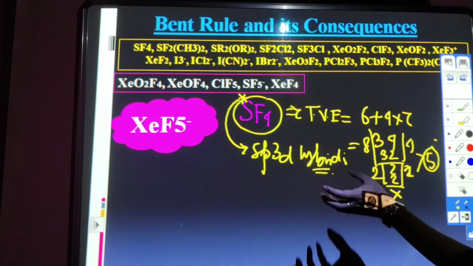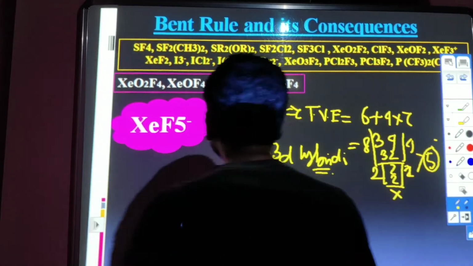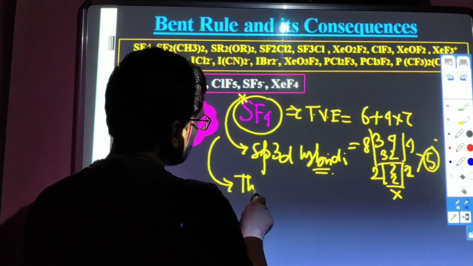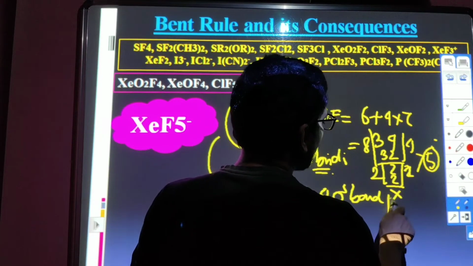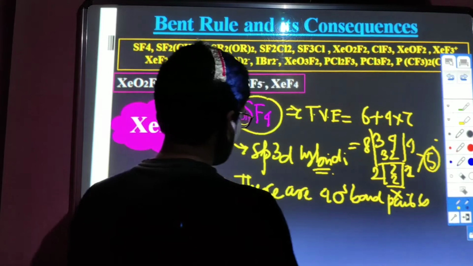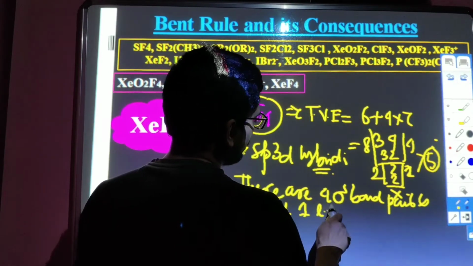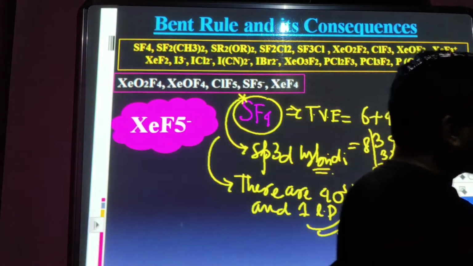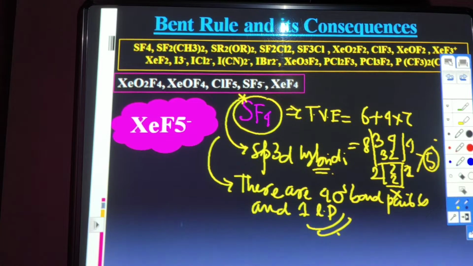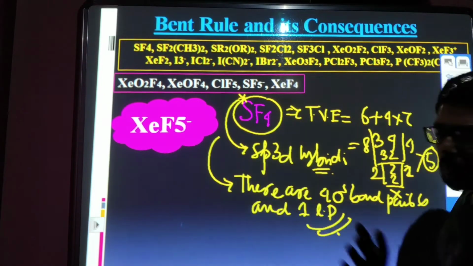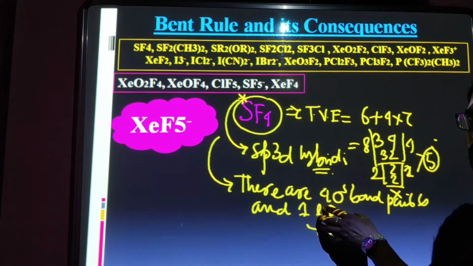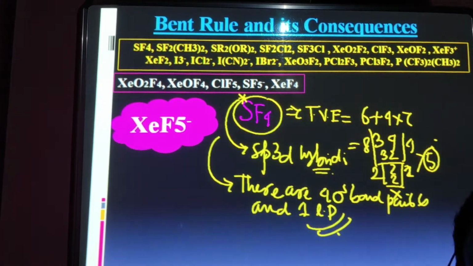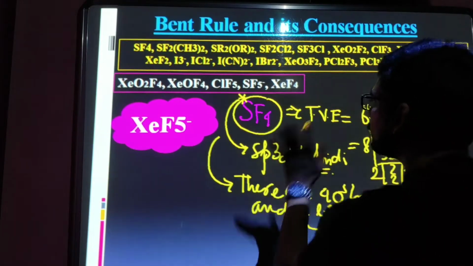If you look at the structure of SF4, there are 4 sigma bond pairs and one lone pair. Now the question is where we will put the sigma bond pairs and the lone pair. The SF4 molecule has TBP geometry, trigonal bipyramidal geometry.